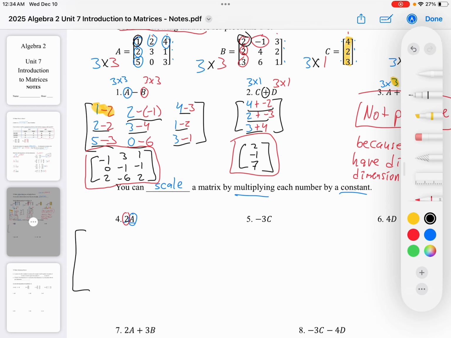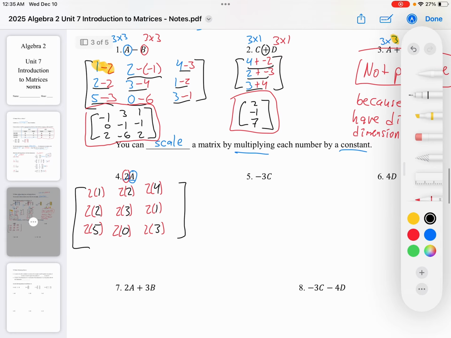So that's 1, 2, 5, 2, 3, 0, 4, 1, 3. I'm taking matrix A, and I'm going to multiply each of these numbers by 2. So I would do 2 times 1, 2 times 2, 2 times 5, 2 times 2, 2 times 3, 2 times 0, 2 times 4, 2 times 1, and 2 times 3 in order to scale matrix A.